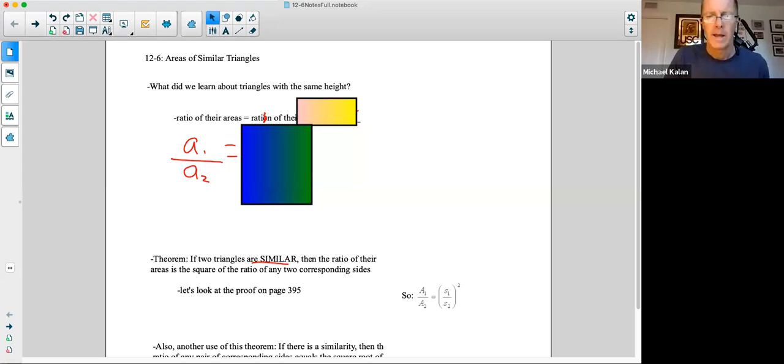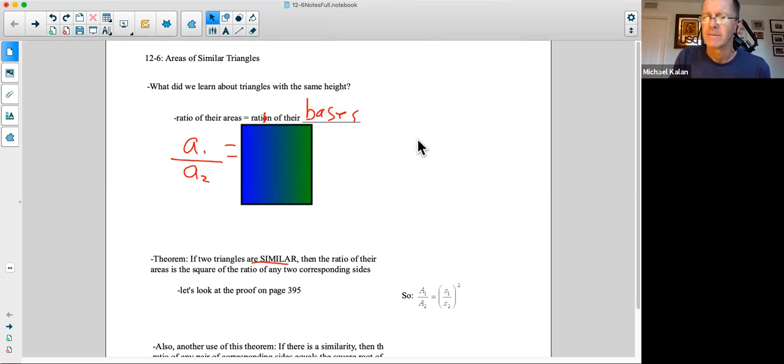And away we go. So, areas of similar triangles. Make sure you have your textbook out because we're going to refer to a number of the problems there. The section starts on page 394. Okay, so what have we learned about triangles with the same height? The ratio of their areas equals, that should be ratio, not the n should be crossed off, not the o, of their what?